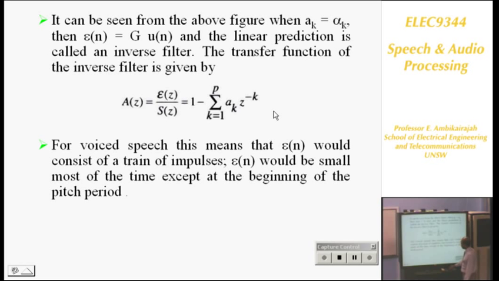So that's what I'm showing here. For voiced speech, the error is going to be a train of impulses. For voiced speech, what happens is, these are the excitation pulses, and the vocal tract and linear predictor cancel each other, so the output will be exactly the same as the excitation. And if you're not fully sure about it, just go back to your lecture notes and have a look at chapter 3.